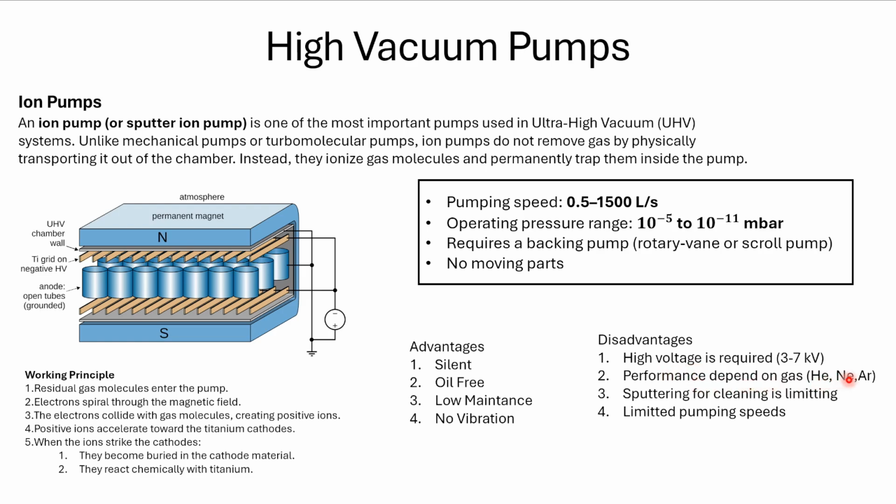And if you remember, turbomolecular pumps are very bad for hydrogen, but ion pumps are good for hydrogen. So an ion pump and a turbomolecular pump can work together and sustain 10 to the minus 10 torr very easily. Using an ion pump and a turbomolecular pump together might be very effective. The limited pumping speed is another disadvantage. You may not perform the sputtering.